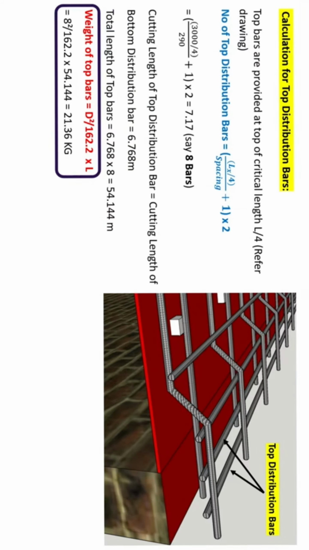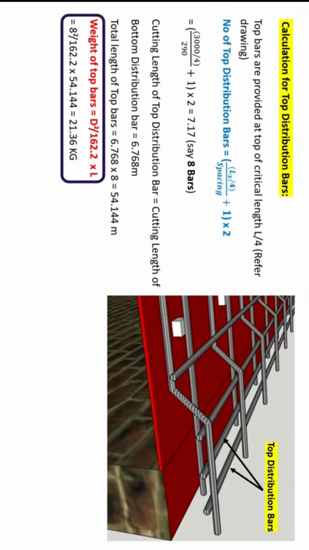Next, weight of top bars is equal to D square by 162.2 into L. Diameter is 8 mm. The overall length is 54.144 meters. The overall value is 21.36 kgs.